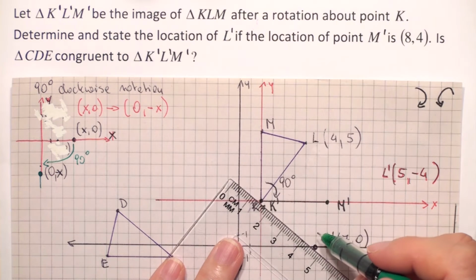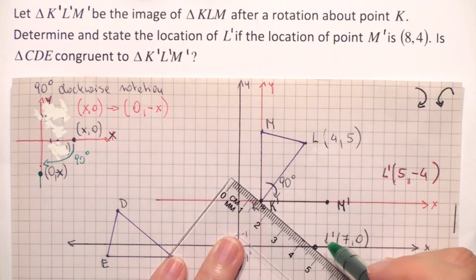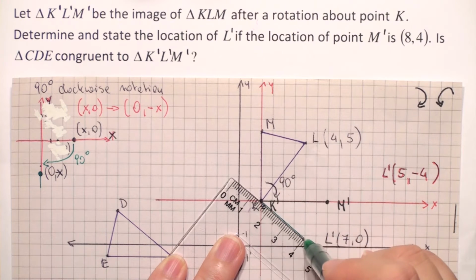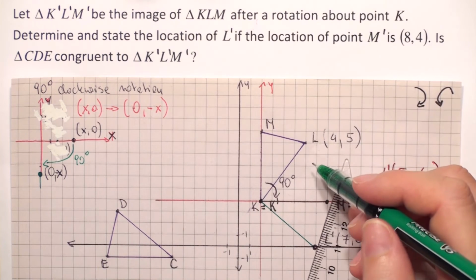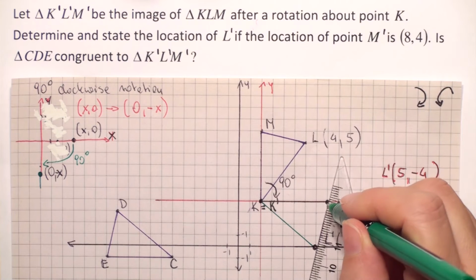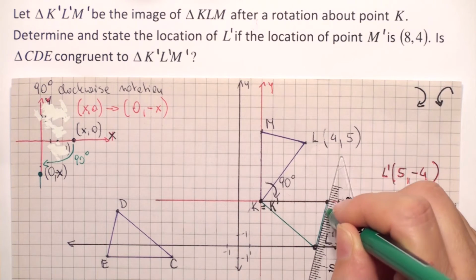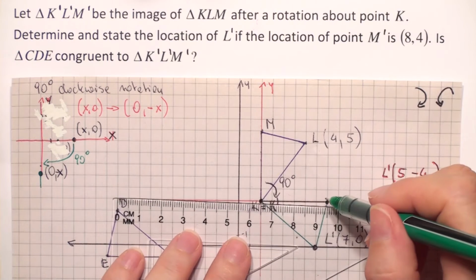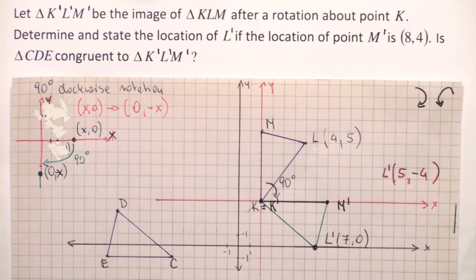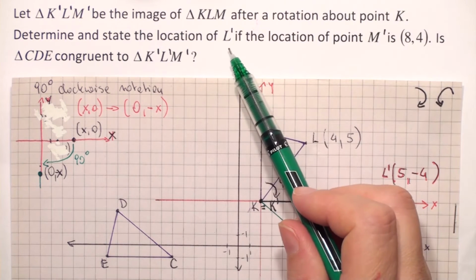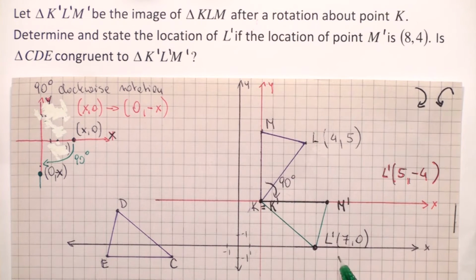So now we can connect these 3 points, and we have the K prime, L prime, M prime triangle, which is the image of our KLM triangle after rotation about point K. So we have the first part of our problem. We calculated the coordinates of the L prime point. L prime has coordinates 7, 0.